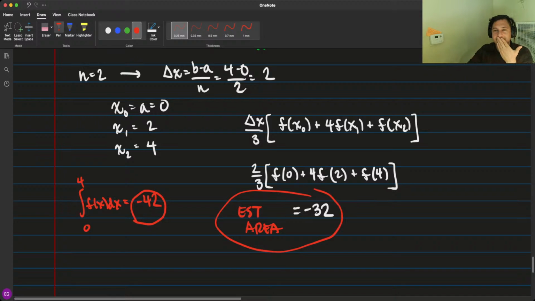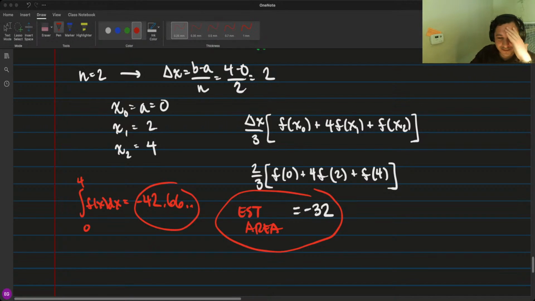Why am I sad? There's something wrong here. It's telling me that the area is about equal to negative 42.666. Why am I super sad? Yeah, because it's more than what the error supposedly is.